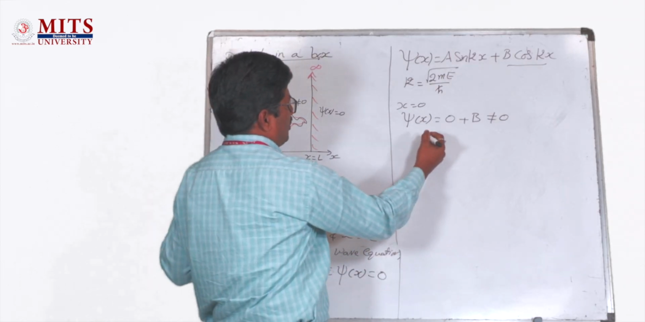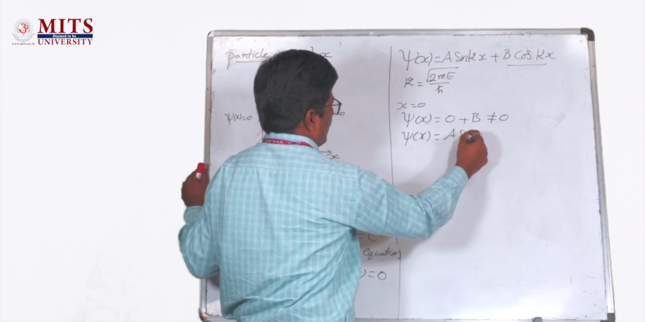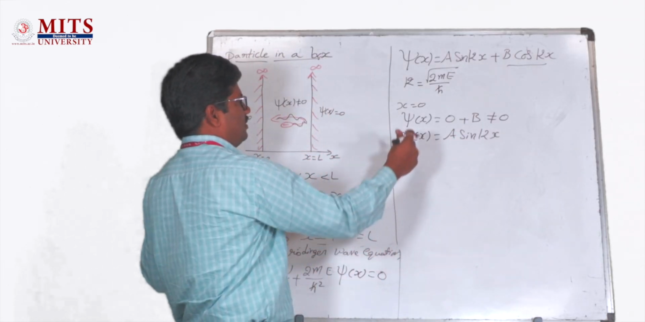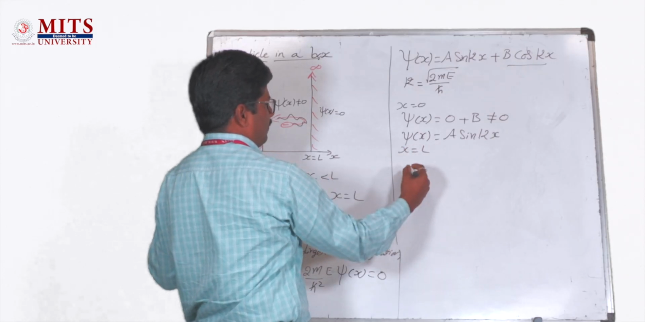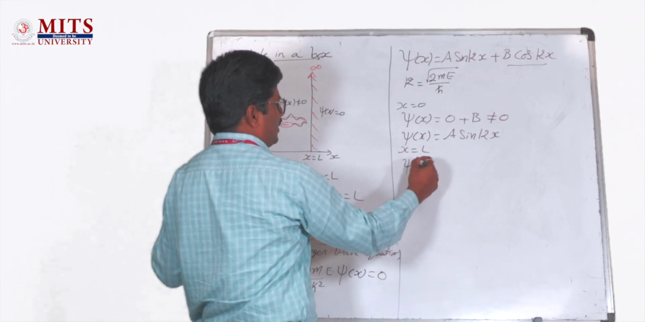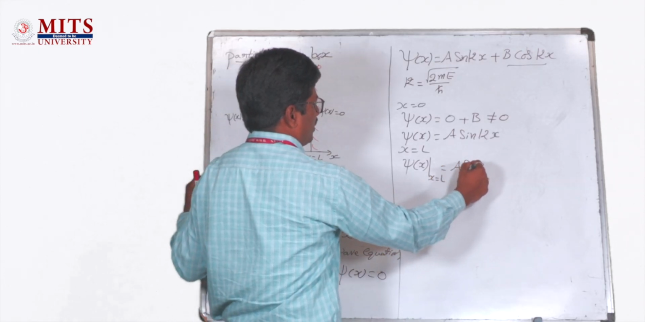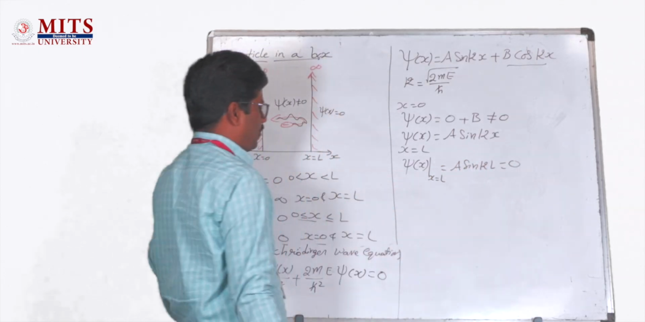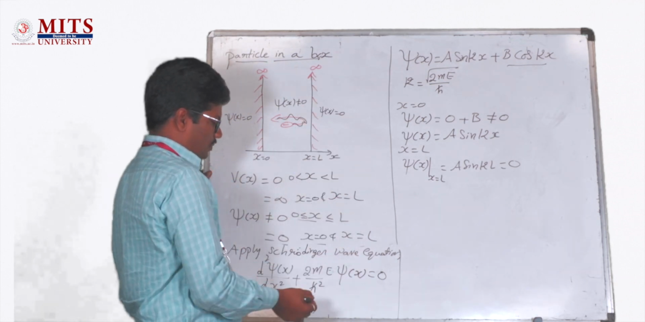So what is appropriate for this problem is psi of x equal to a sine kappa x. Here also, at x equal to 0 this is valid. Let us see at x equal to L. Psi of x at x equal to L is a sine kappa L, and this should be equal to 0, because at x equal to L, psi of x should be 0.